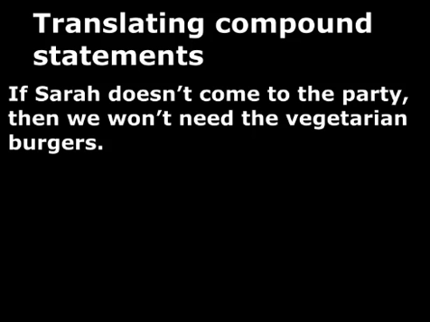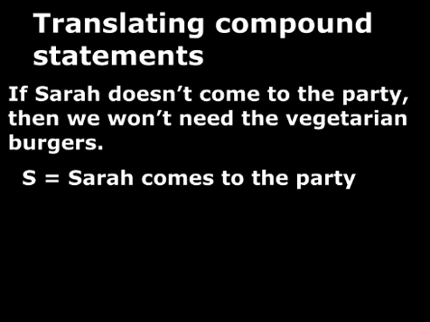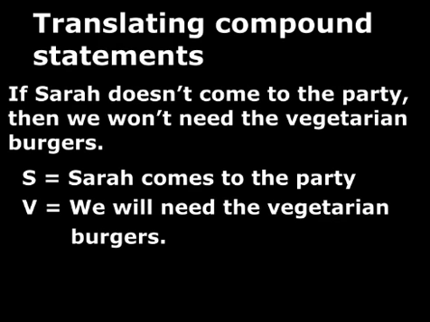Okay, so here's a compound statement. If Sarah doesn't come to the party, then we won't need the vegetarian burgers. Step one, when you are translating from natural language into the formal notation, is to identify the atomic statements that are used in the compound statement. Here we have two. We have Sarah comes to the party, and we will need the vegetarian burgers.